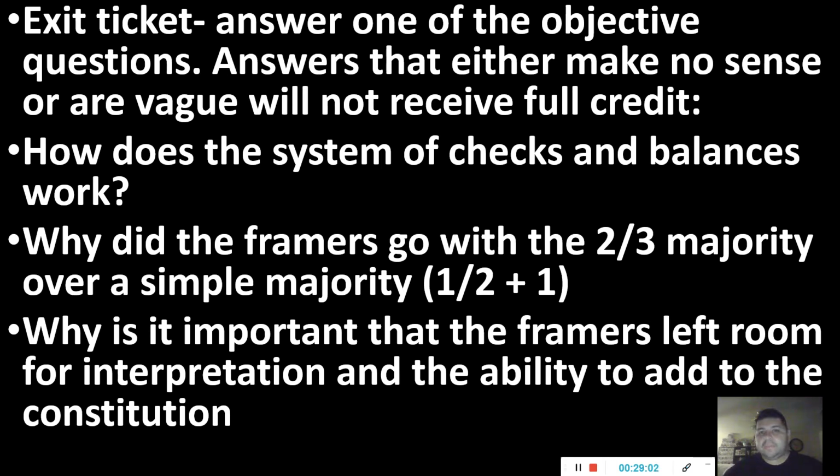Okay. Third question, why is it important that the framers left room for interpretation and the ability to add to the Constitution? So why is that important? Why again did they not make it stone, but rather clay? Why did they leave things loosely interpreted and things like that? So pick one, answer it to the best of your ability, and then submit it. Okay. And once you do that, you are done for this class.